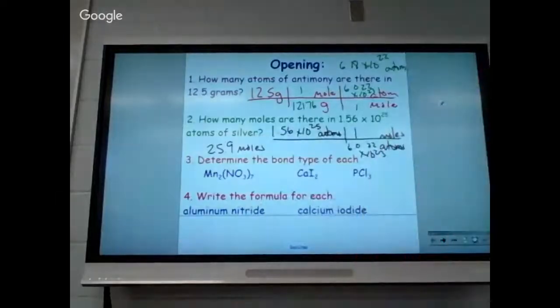All right. Question 3. I said tell bond type. How do we decide if it's ionic? Metal and non-metal. And covalent? Both who? Both who? Non-metals. I thought that's what Samaria said.